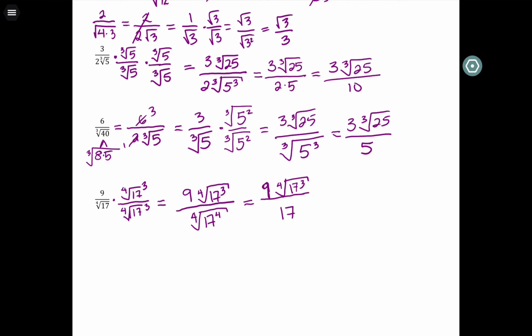It's the denominator that I'm really worried about here. So, squares get rid of square roots, cubes get rid of cube roots, fourth powers get rid of fourth roots.